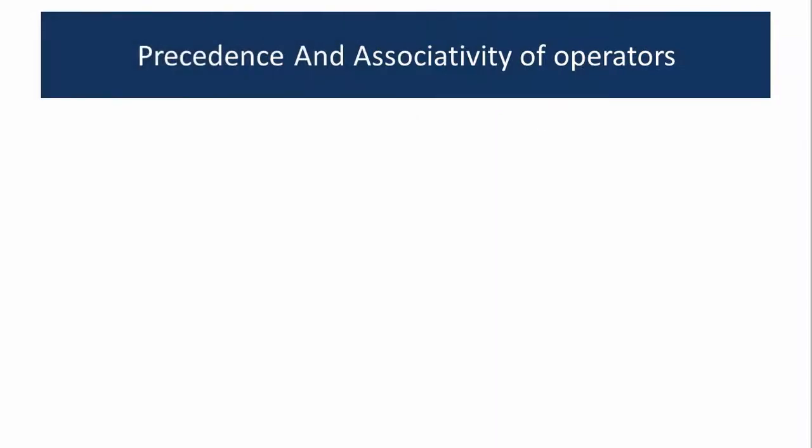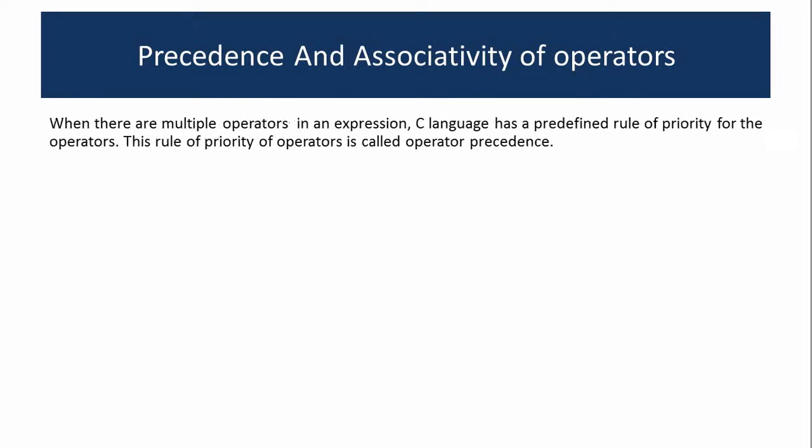In this lecture, we are going to talk about precedence and associativity of operators. See, when there are multiple operators in an expression, C language has a predefined rule of priority for the operators. This rule of priority of operators is called operator precedence.